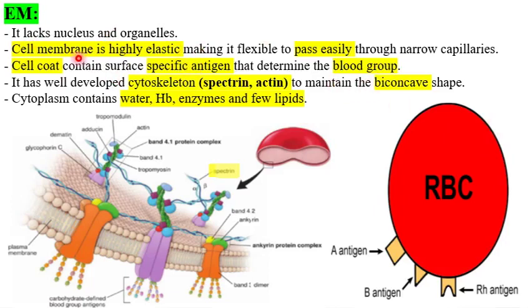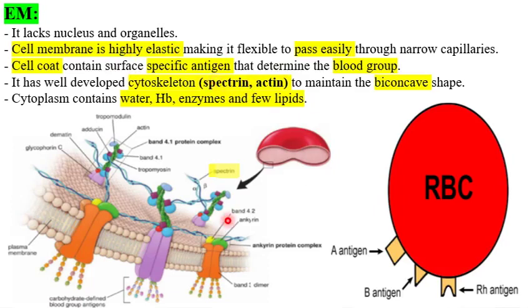Above the cell membrane there is a cell coat. This cell coat contains an important thing, which is the surface specific antigen that determines the blood group. Our blood group may be A, may be B, may be O, may be AB. This is the blood group. How is it determined? It is determined according to the surface specific antigen on the cell coat above the cell membrane of RBCs.